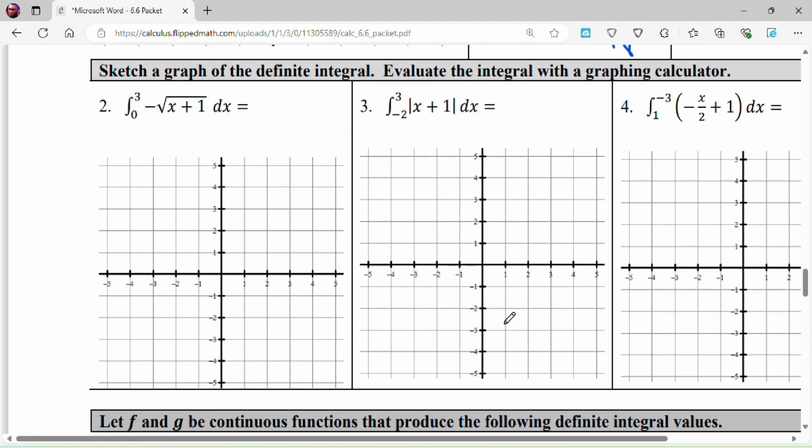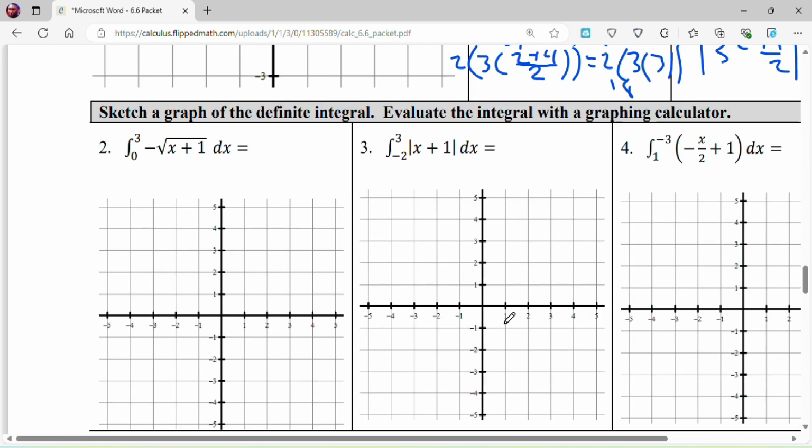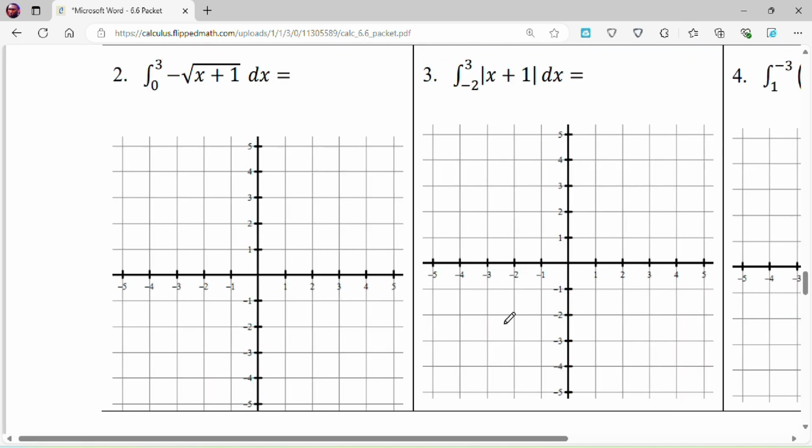Sketch a graph of the definite integral. Evaluate the integral with the graphing calculator. Okay, I'm gonna do my best to try and graph this, but it might not be the most accurate drawing.